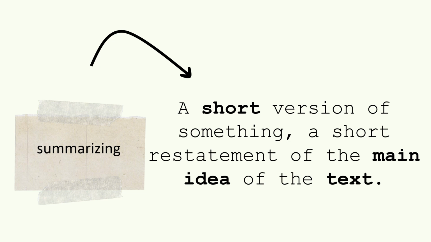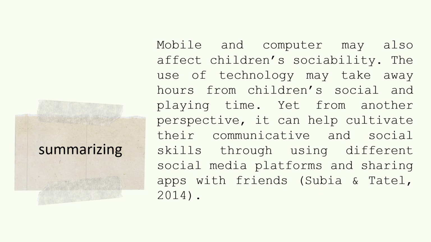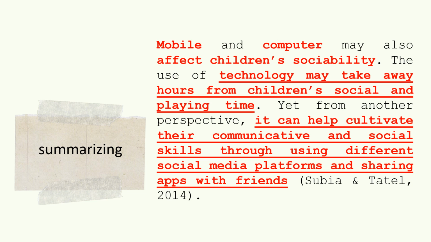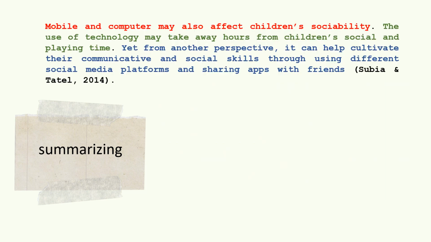Now, another way is summarizing. When you are summarizing, it refers to the short version of something, a shorter statement of the main idea of the text. So you're just restating the text. For example, you have this text: mobile and computer may also affect children's sociability. The use of technology may take away hours from children's social playing time. Yet, from another perspective, it can help cultivate their communicative and social skills through using different social media platforms and sharing apps with friends. And when you summarize, you just get the main ideas, like the ones underlined and highlighted. So this is your topic sentence: mobile and computer may also affect children's sociability, and your supporting details. I've identified them, and you are now to summarize it and write it on your paper.